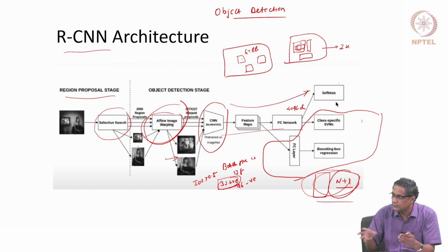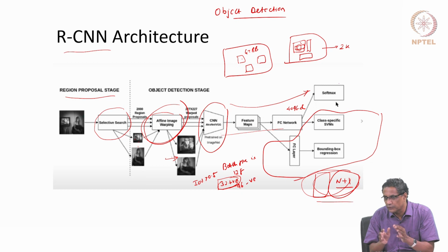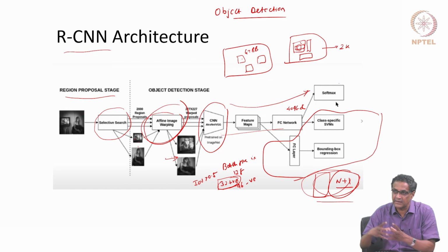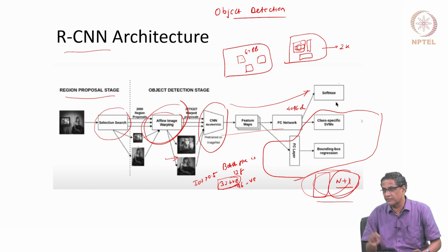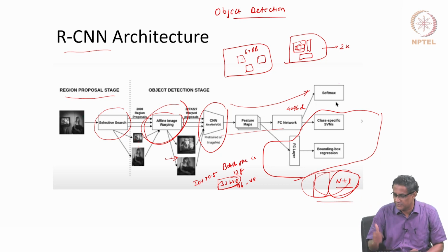So when you want these negative proposals, you look at all those IOUs which have a value less than 0.3 with respect to the positive proposals. You take all of them to be those proposals that can be considered the rest of the category. So each SVM is learned like that, one versus the rest, and that's how you learn these. That's why we call them class specific SVMs. Each SVM is trained for one object class.